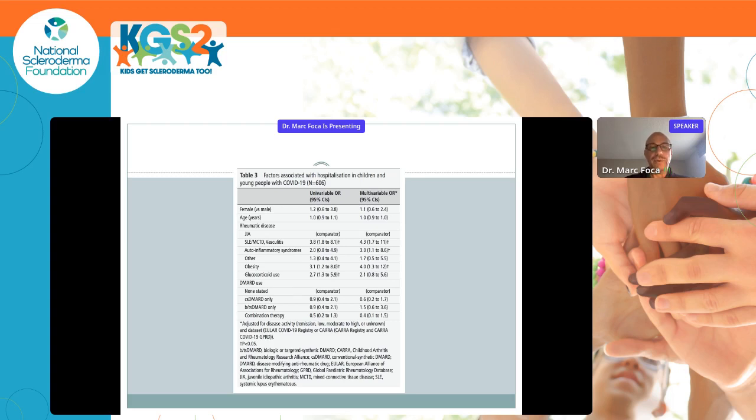Those with autoinflammatory syndromes were also more likely to be admitted to the hospital, and those who were overweight. And then, interestingly, when they looked at disease-modifying drugs, they did not see any indication that the disease-modifying drug being used resulted in greater admission. So it was really the type of disease, and if you were overweight, those were really the significant factors for admission. And if you remember from the previous study, it could be that these patients were under less control.